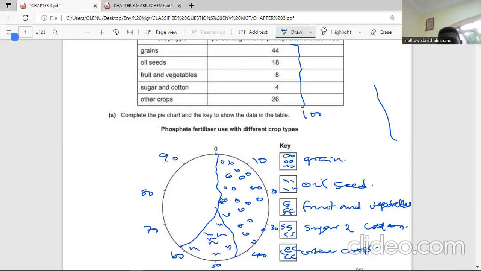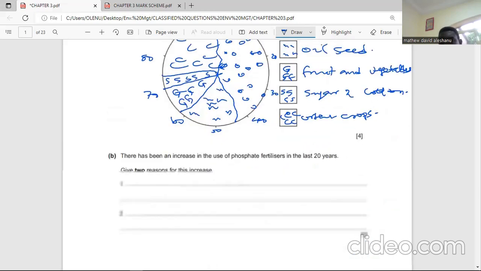Then the next one is 8. So I have 2 here, plus 8 will give me 70. So here I have my 8, which is fruit and vegetables. So I use the letter G to represent it. Next I have 4. So 4 will be before 5 on this side, and that is sugar, which we represent using S. The remaining one is 26. So this is 10, this is 20. Remember, I'll move forward, this is now 6. So we use C to represent other crops. So C here for other crops. If you do this, that's all. You've gotten your 4 marks.